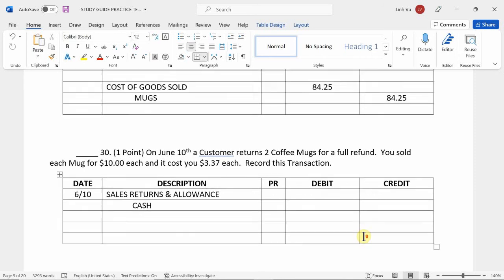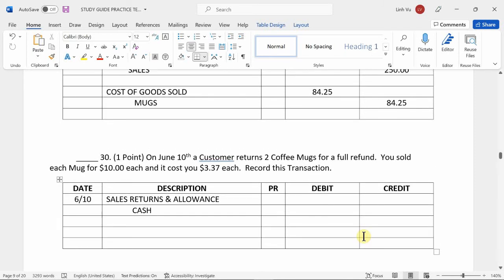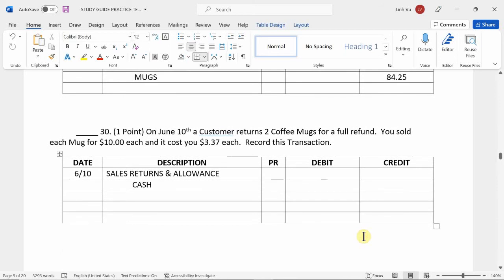$6.74. Okay, where did you get $6.74? $20, right? Because I originally sold to my customer at $10 per mug, and the customer is returning two of them. I was looking at the $3.37. So in this case, just $20. $20, yes.